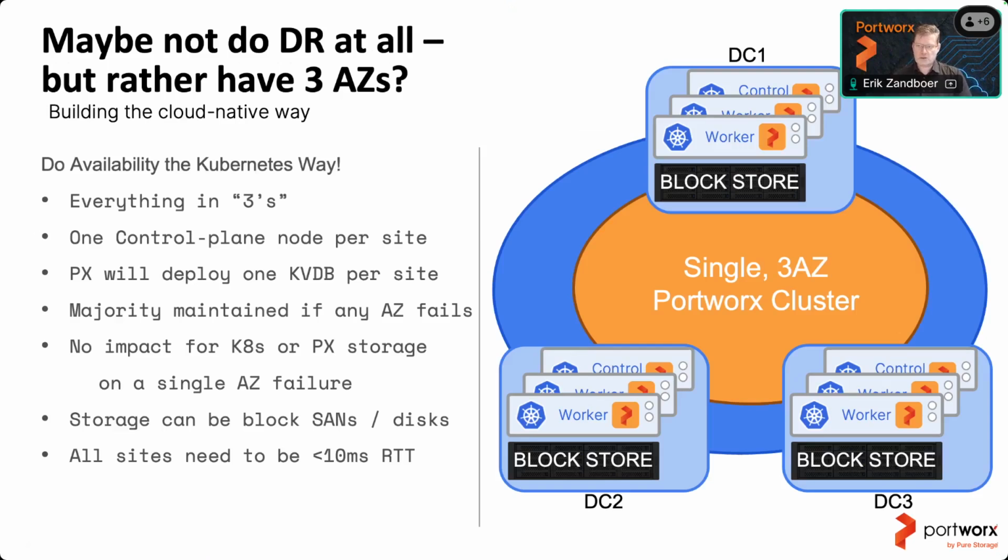The majority is always maintained because everything is in 3s here. So lose 1 control plane node, lose 1 of our KVDBs, lose 1 copy of your REPL3 dataset, but you'd always have majority left, which means the cluster would always survive a data center failure in this case. So this is a way you could actually build a DR-like thing without actually calling it DR. It's the Kubernetes way of doing things.